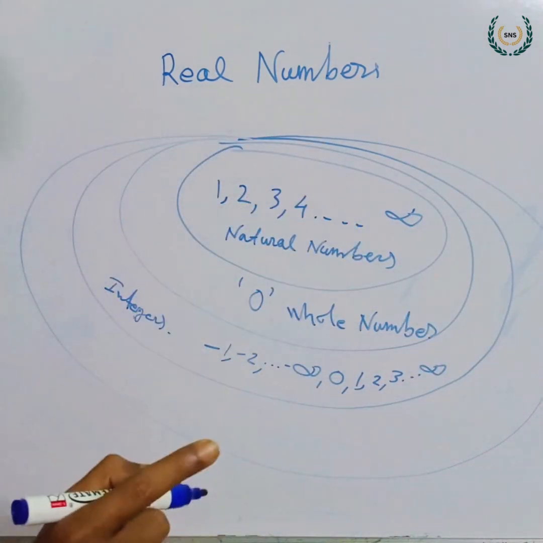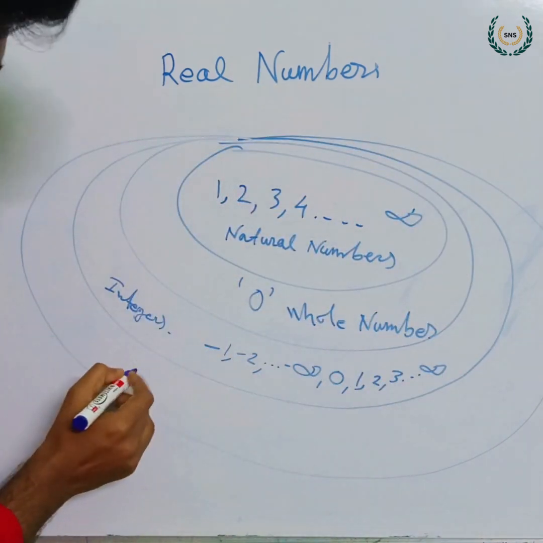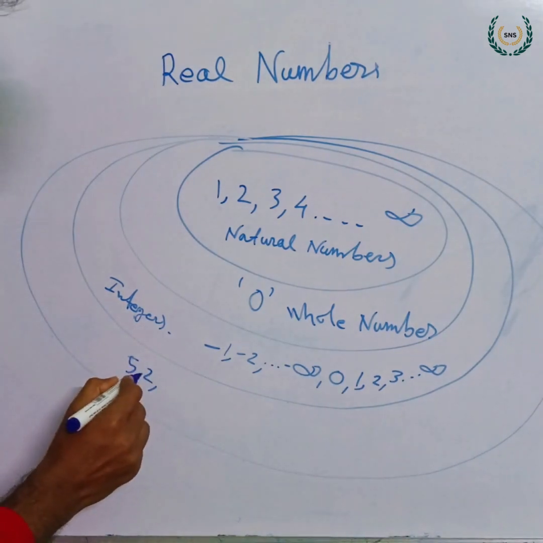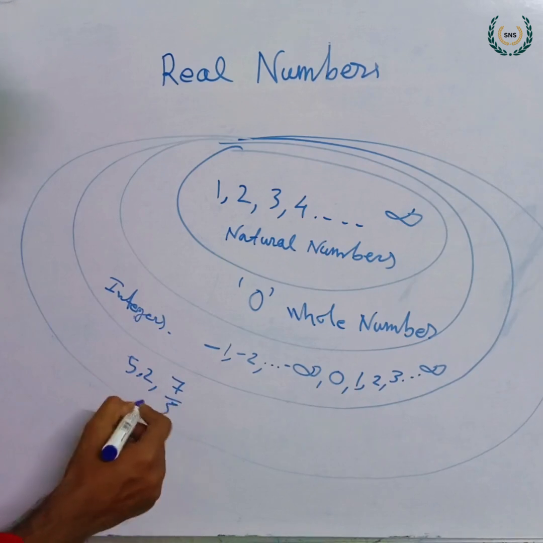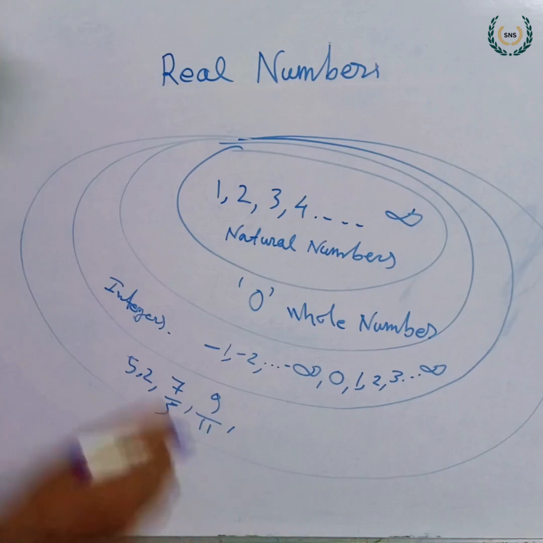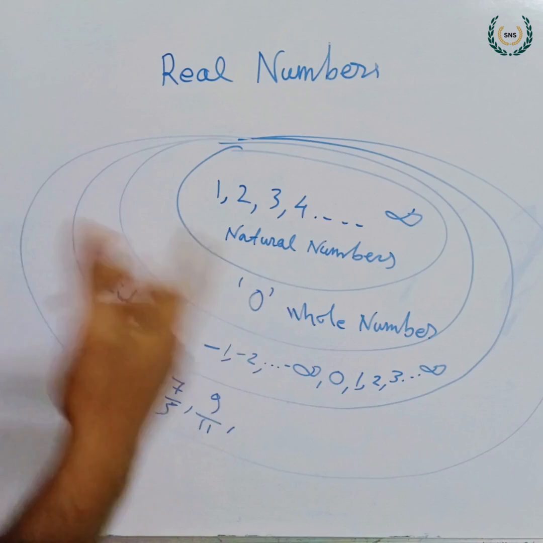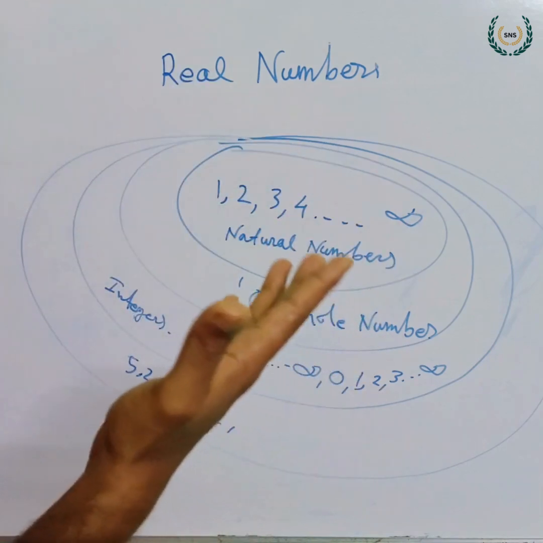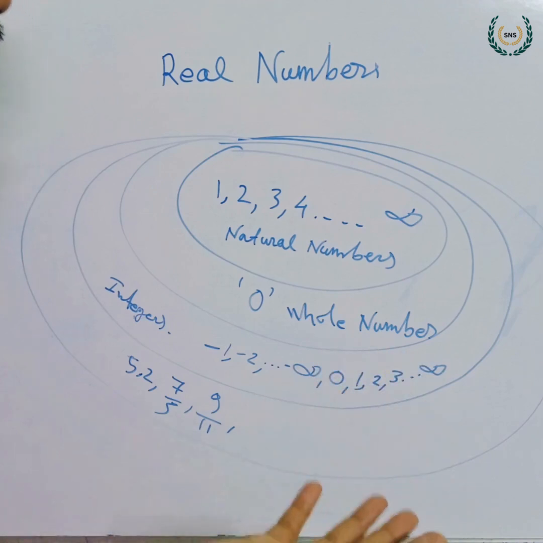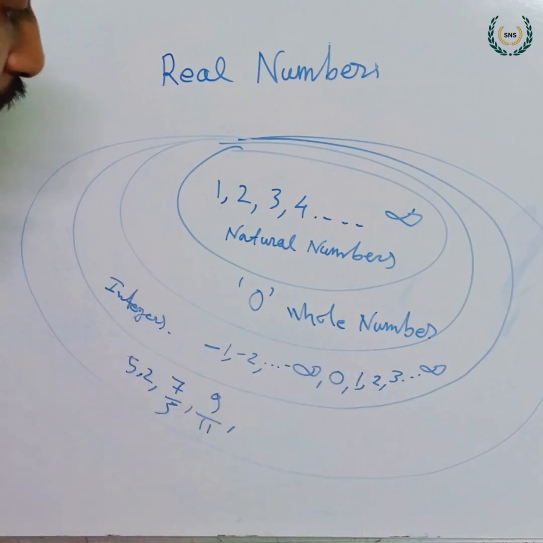Next, rational numbers. So what are rational numbers? They include all integers and decimal numbers like 5.2, and all fractional numbers, like 7/5 and 9/11. You may hear that the definition of a rational number is a number which can be represented in p/q form, where q is not equal to 0.